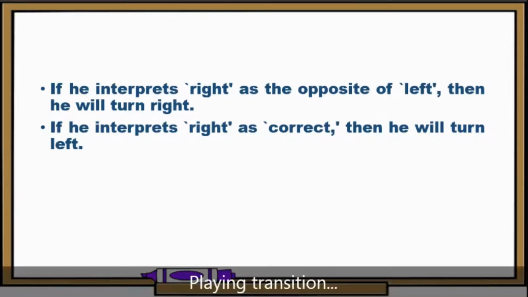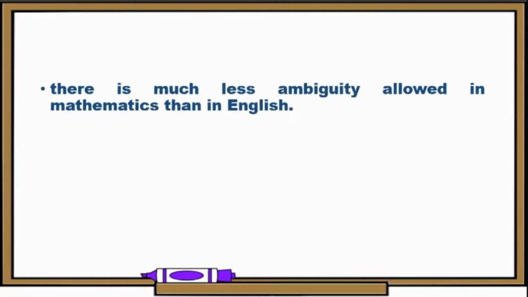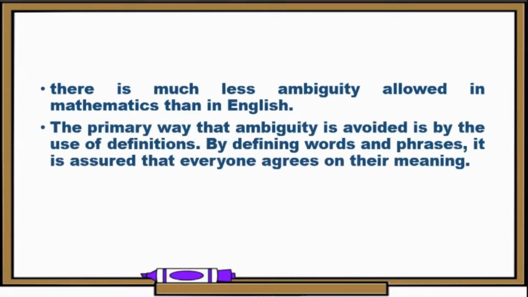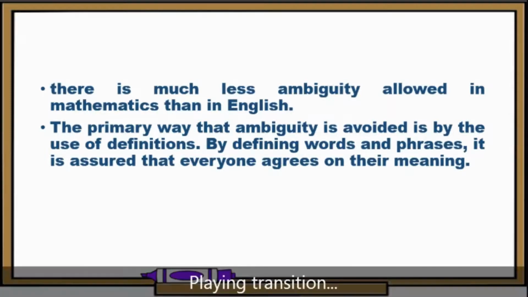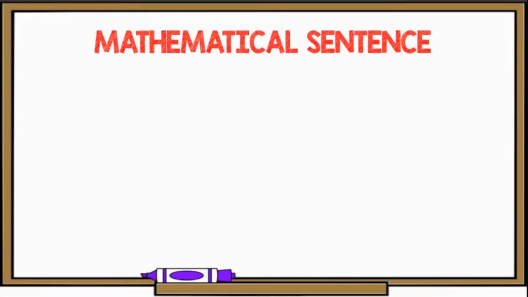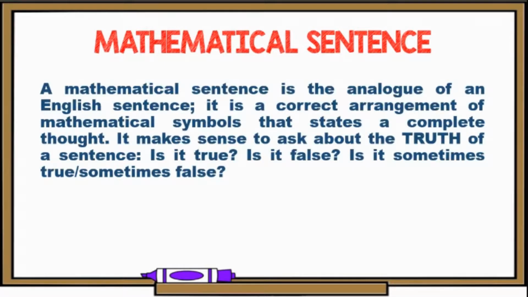Nakaka-confuse, di ba? So, when it comes to mathematics, hindi siya kasing confusing ng English. There is much less ambiguity allowed in mathematics than in English. The primary way that ambiguity is avoided is by the use of definitions. So, by defining words and phrases, it is assured that everyone agrees on their meaning. So, balik tayo kay mathematical sentence. We learned from part 1 that it is the counterpart of an English sentence.